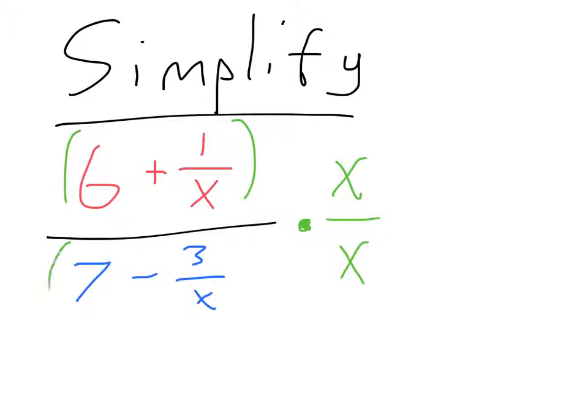I'm going to put parentheses around here because, as I always emphasize, when you have a fraction, you've got to think of everything protected in parentheses. And then I'm going to use the distributive property on each part to multiply that out. And hopefully you see where I'm going with this.